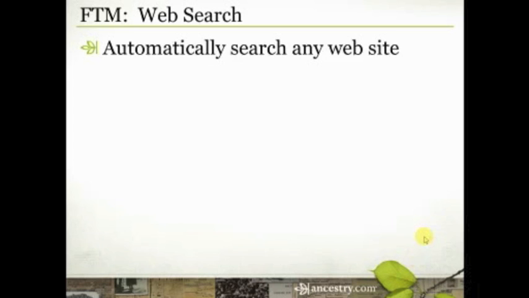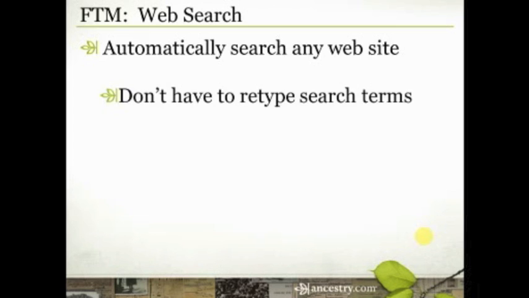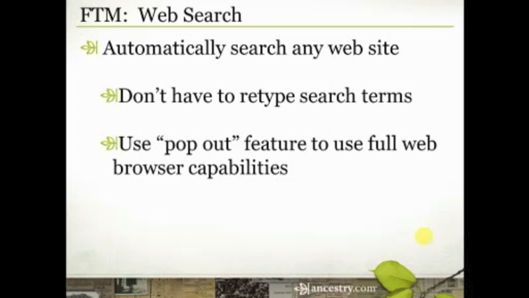Web search from within Family Tree Maker allows you to automatically search any of those 6 websites that are defaulted. It also allows you to add any additional websites and gives you a little bit of an ease of search for them. For those 6 websites, you don't have to retype your search terms. It just pulls them automatically out of your tree.